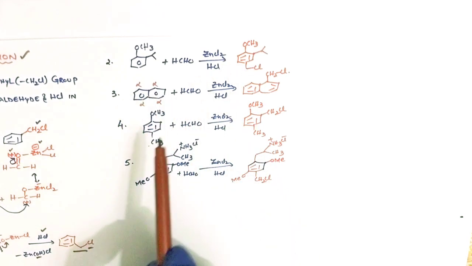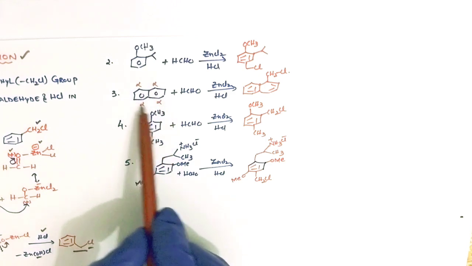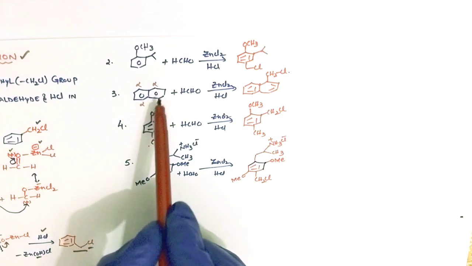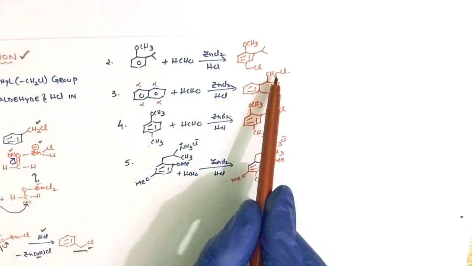Already we know that naphthalene is involved in electrophilic substitution. The electrophilic substitution takes place at the alpha position. All alpha positions are similar. So at any one of the alpha positions we can introduce CH2Cl.